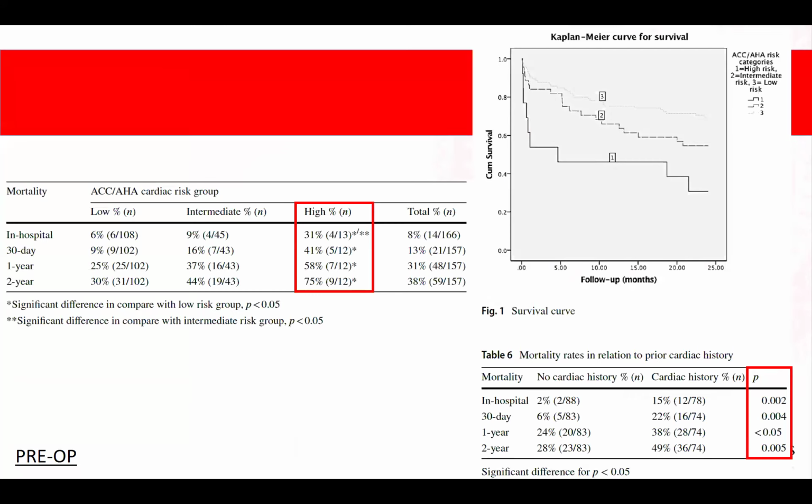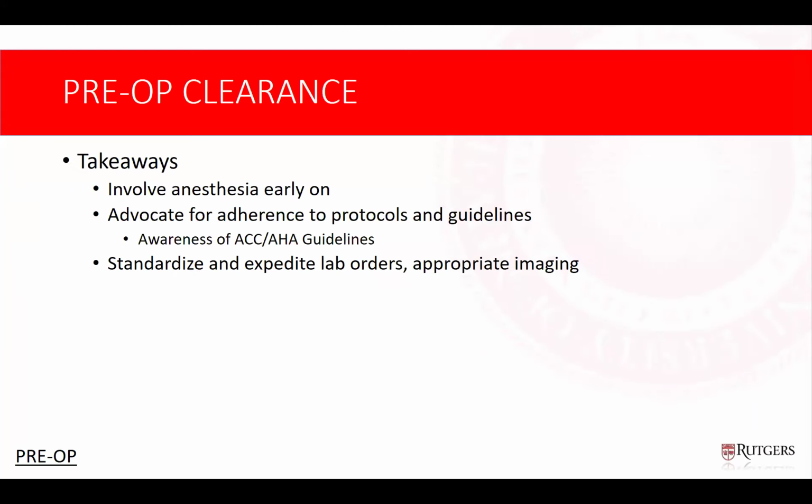There's another couple of graphs showing that the high risk group has higher in-hospital mortality, and 30-day, 1-year, and 2-year mortality. You can see the Kaplan-Meier curve for survival, where the high-risk group, as you might expect, has about a 70% mortality rate at 2 years. And that tracks at all time points.